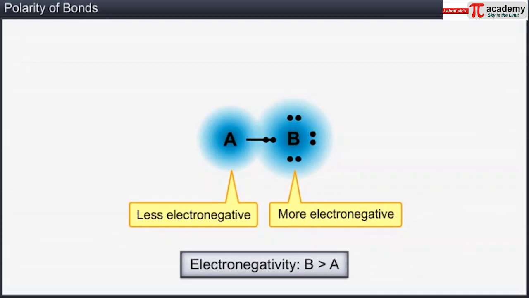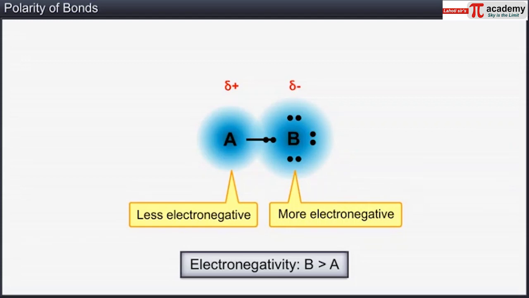As a result, the more electronegative atom gets a partial negative charge, while the less electronegative atom gets a partial positive charge. The partial positive and negative charges on the dipole are indicated by the symbols delta plus and delta minus respectively. Therefore, in heteroatomic molecules in which the 2 atoms differ considerably in electronegativity, 2 electric poles develop.